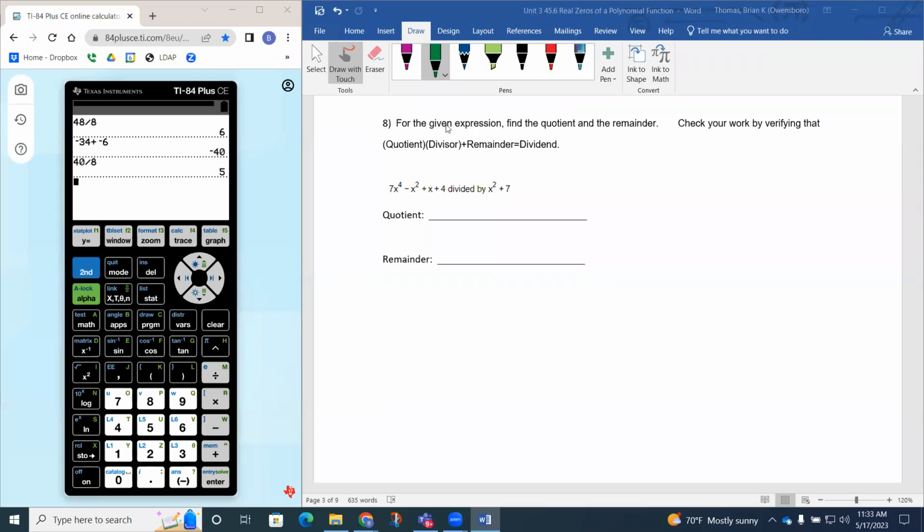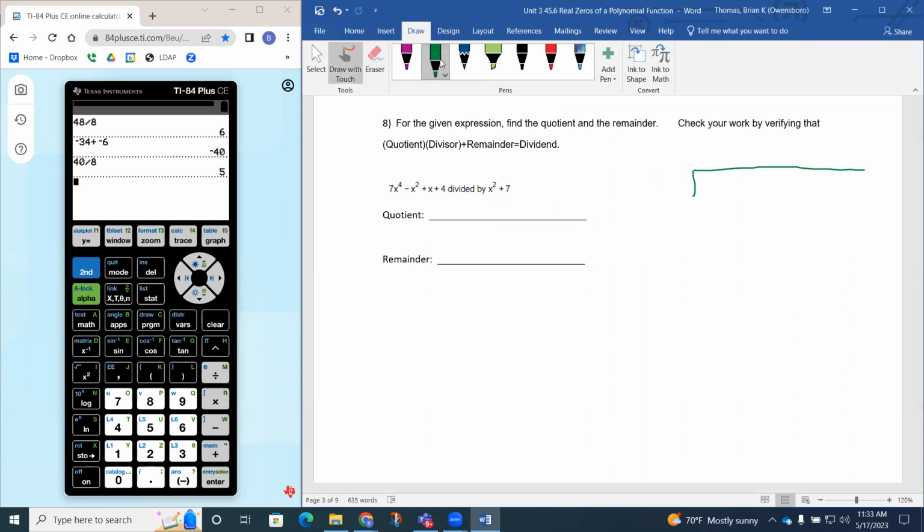So question 8 says, for the given expression, find the quotient and the remainder. Basically, this is telling us to do a division problem. Our divisor is this x squared plus 7, and we're going into this 7x squared. Notice how we actually are missing a term there. So let's back up here.